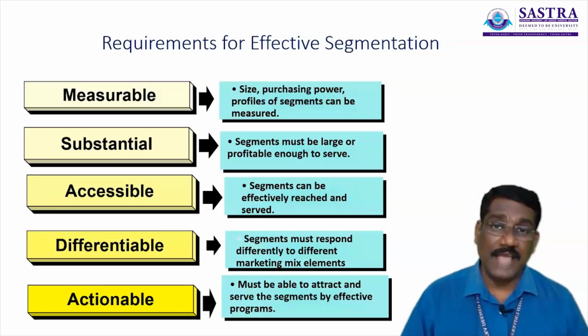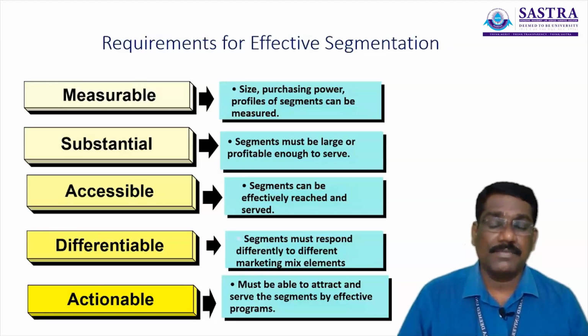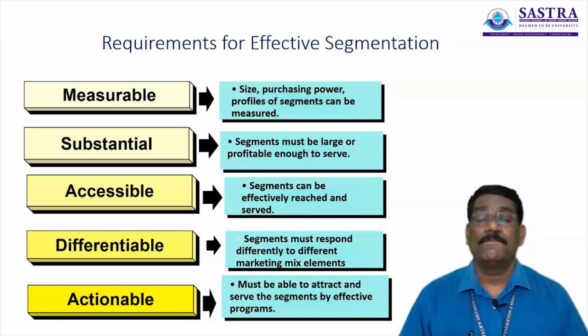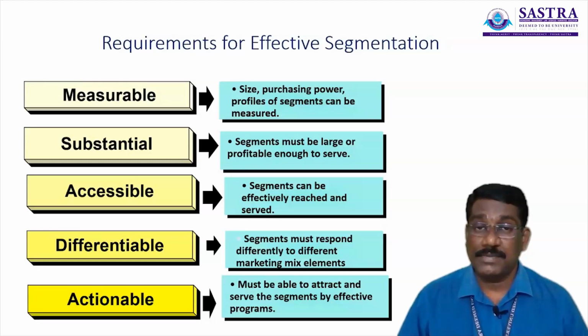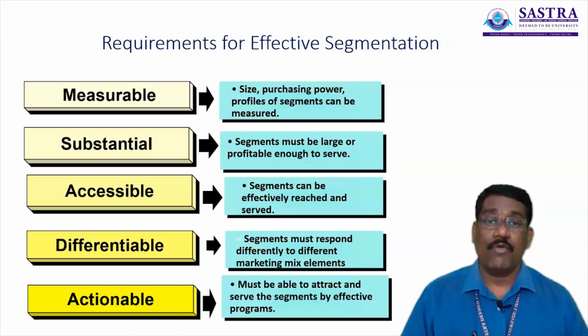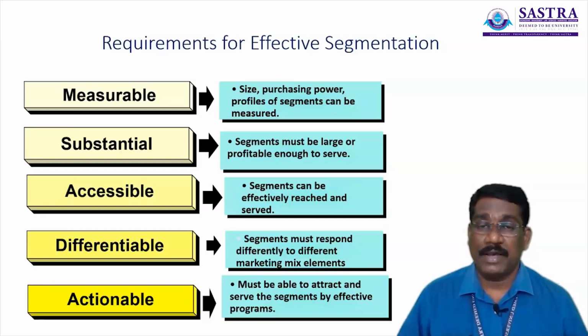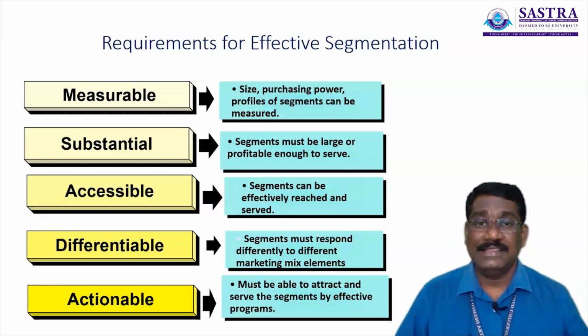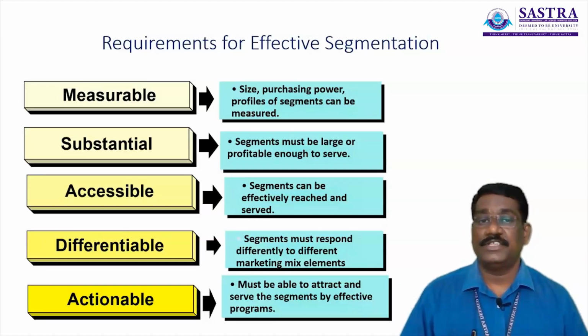And the next one is actionable. So what is actionable? Must be able to attract and serve the segment by effective programs. So can we formulate the promotional, advertisement and marketing programs for that particular segment or not, as required by our organization, as required by our marketing objectives? That we need to really carefully analyze when you do an effective segmentation.